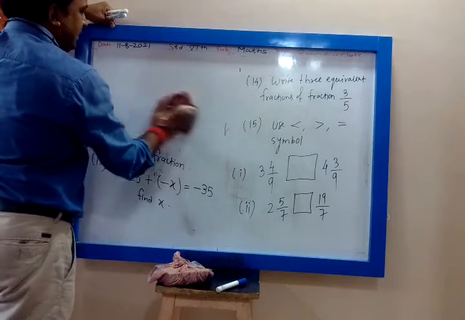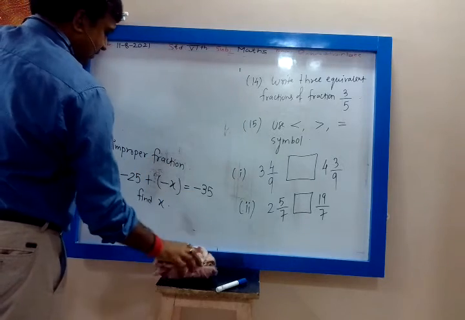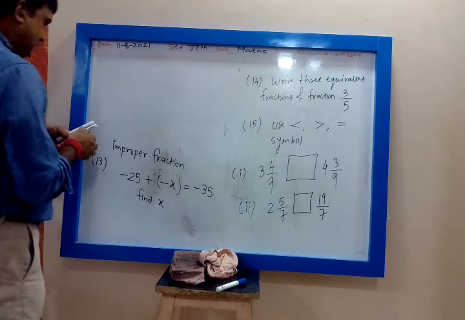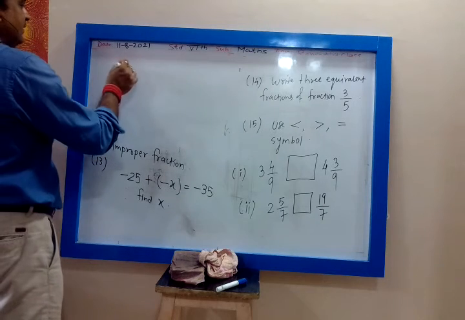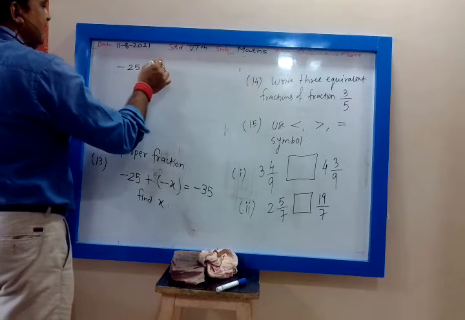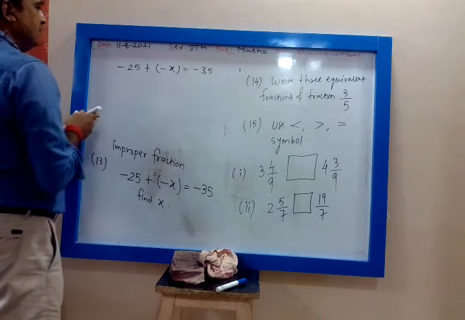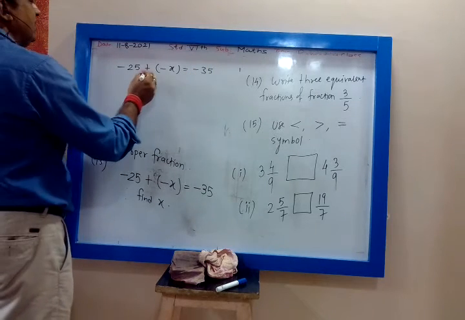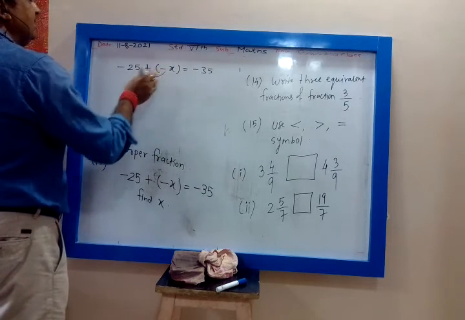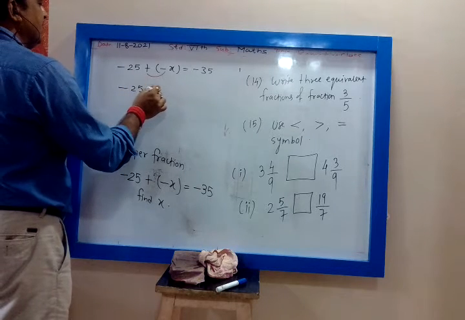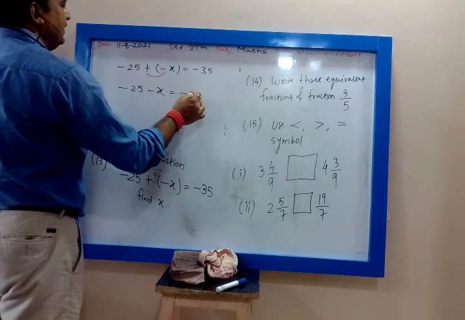Minus 25 plus minus x is minus 35. Okay, let us check that. Minus 25 plus minus x is equal to minus 35. I have told you, whenever two signs are together, you have to multiply. Plus into minus is minus. So minus 25 minus x is equal to minus 35.